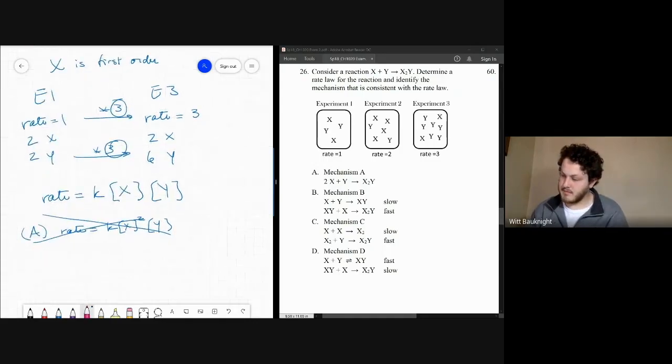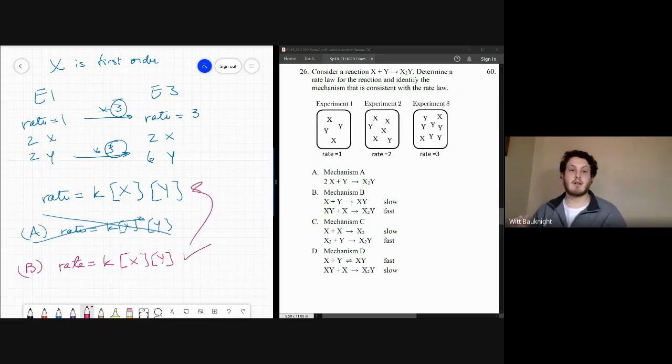Now let's talk about B. B, the slow step, doesn't have any intermediates in it. It has X and Y, which matches the overall reaction. So it's as simple as writing down the rate law for the rate determining step. And according to B, the rate law would be k times the concentration of X and the concentration of Y. And that matches what we figured out from the experiments.